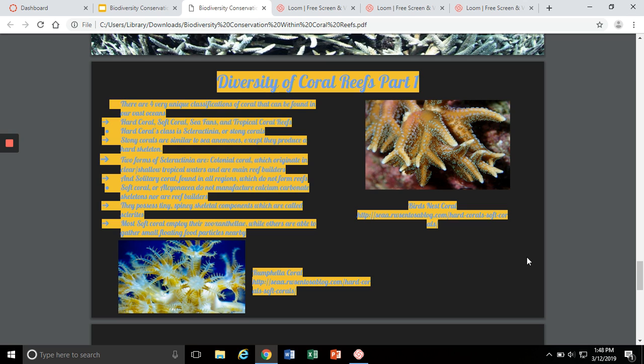Soft coral, or Alcyonidae, do not manufacture calcium carbonate skeletons, nor are they reef builders. They possess tiny, spiky skeletal components, which are called sclerites. Most soft coral employ their zooxanthellae, while others are able to gather small floating food particles nearby.